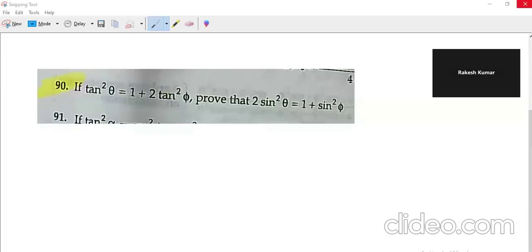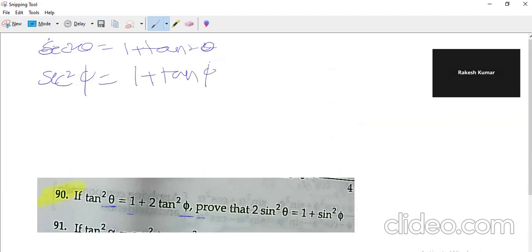Condition: tan square theta is equal to 1 plus 2 tan square phi. Prove that sine square phi is equal to 2 sine square theta minus 1. Now, this is not true always. This is a specific case where two angles, theta and phi, are connected in such a way that tan square theta is equal to 1 plus 2 tan square phi. And he says, prove that sine square of that angle is related as stated. So, if this is true, then this is true.